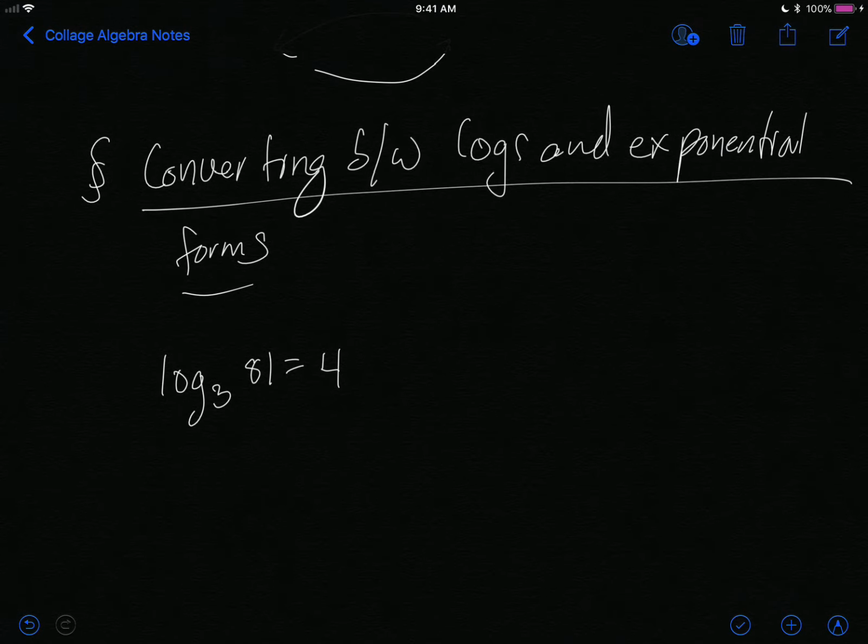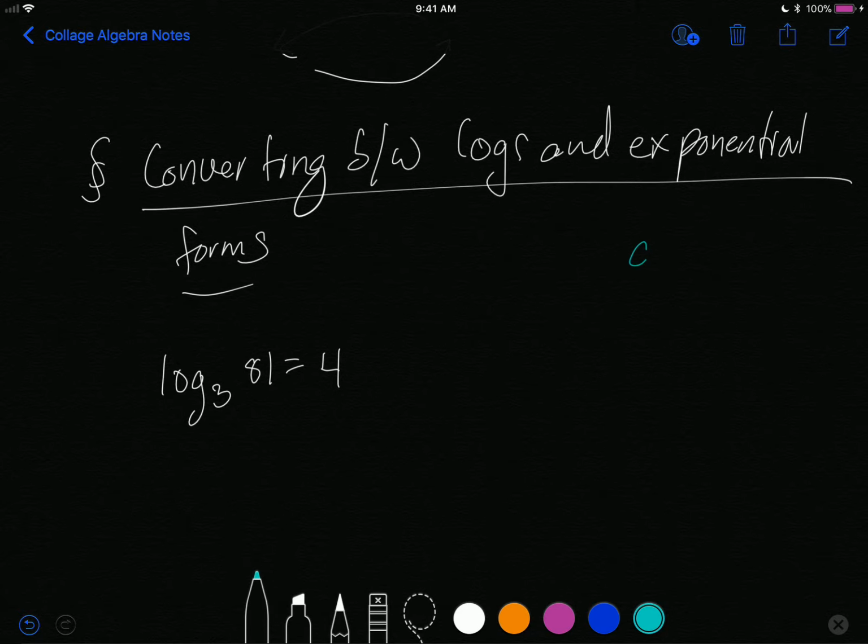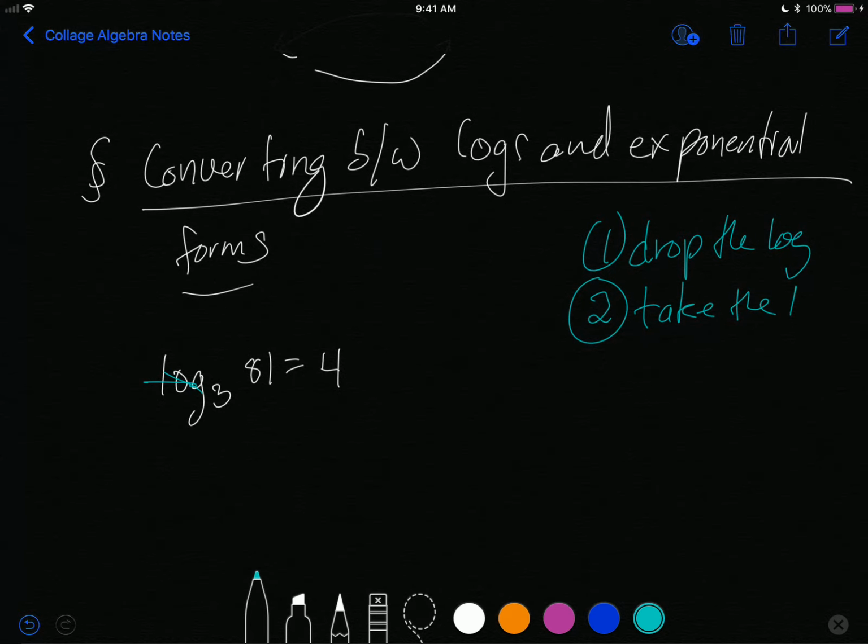And so the first step right here in converting this to exponential form is to simply drop the log. So the first thing to do is drop the log. So I am no longer going to be using the word log. The second step is very simple. Take the base to the other side. And what I mean by this is the 3 now becomes the base, but on the other side.